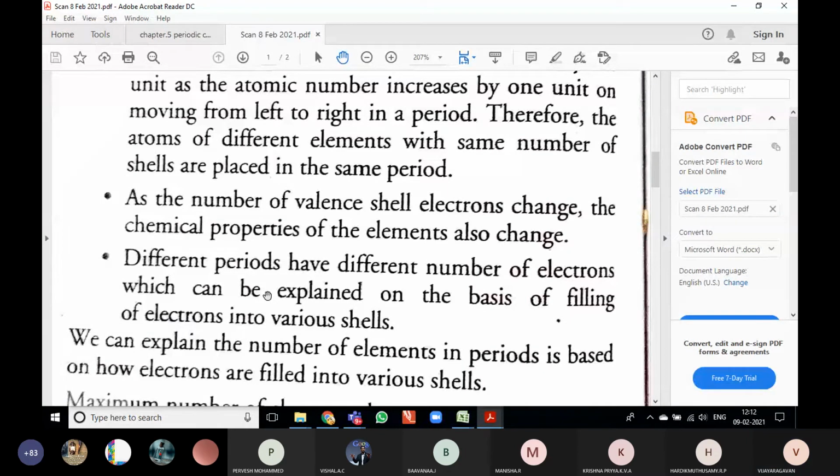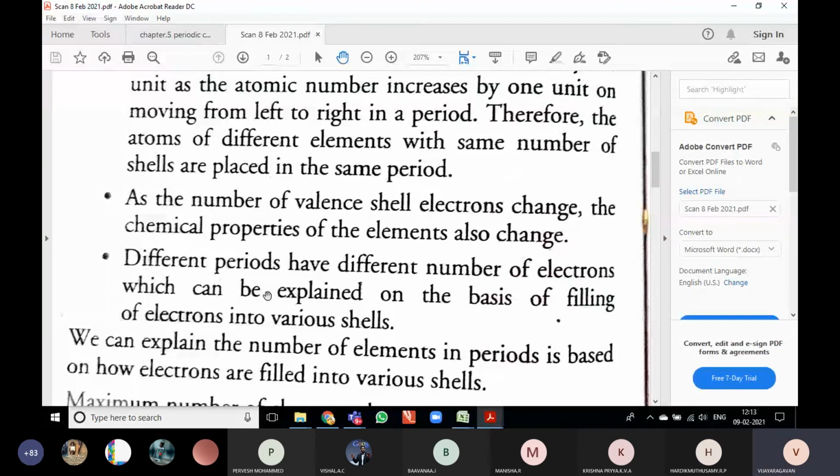Okay. So now we can differentiate between the group and the period. In the group, the valence electrons will be the same. In the period, valence electrons are changing, but the number of orbits will increase. Number of orbits and number of shells will increase. Increase how much? Am I correct? Sir, it will be constant in a period. Yes, it is constant. Very good. In the period, the number of shells remains the same.